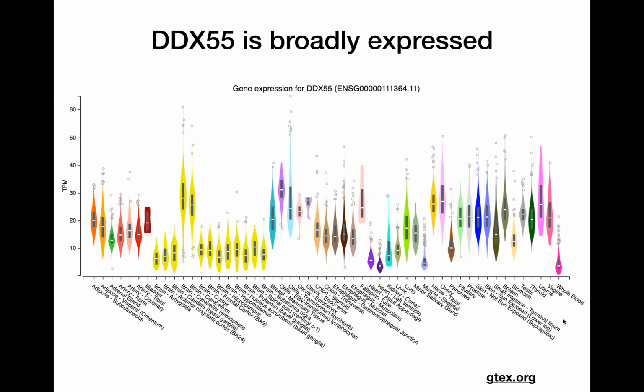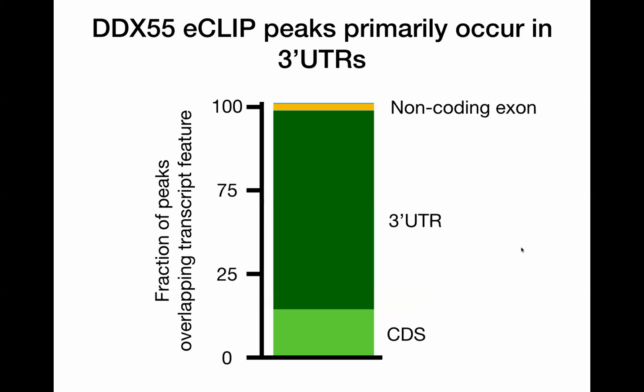If we look at DDX55 binding data, eCLIP peaks, we see that the binding is very specific and localized to 3' UTRs. I'm showing the fraction of all eCLIP peaks, and most of them are in 3' UTRs. Many transcripts do have DDX55 peaks in their 3' UTRs, where as many as 70% of expressed transcripts in both cell lines have some evidence of DDX55 binding in the 3' UTR.